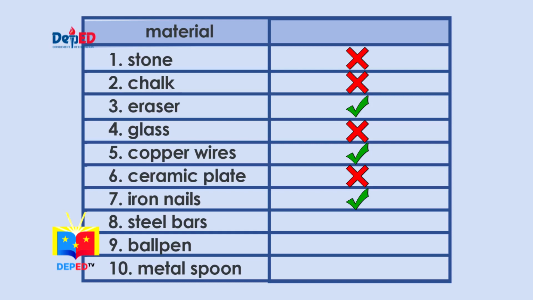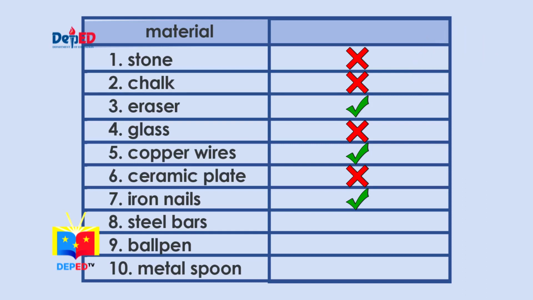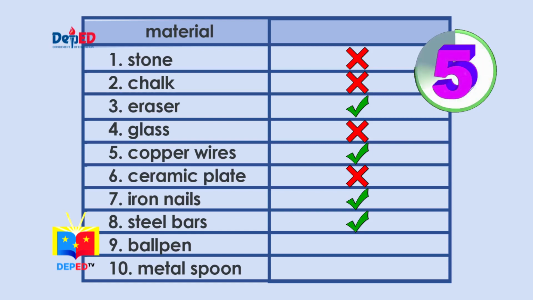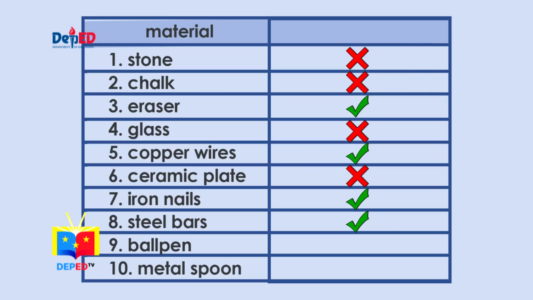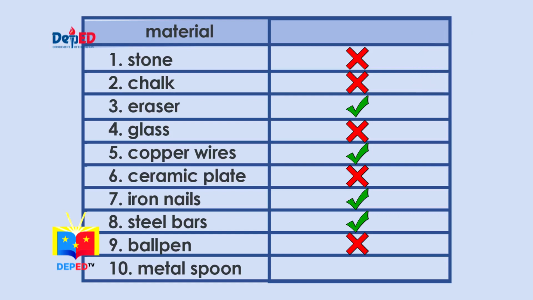Our eighth material are steel bars. Steel bars can be bent. Our ninth material is a ball pen. A ball pen cannot be bent. Our tenth material is a metal spoon. A metal spoon can be bent.